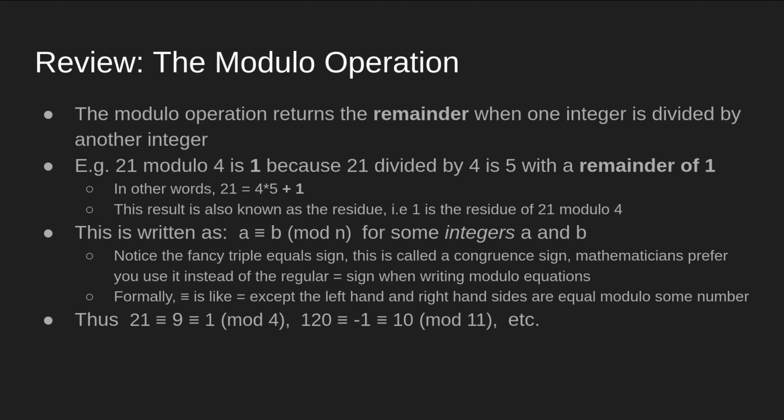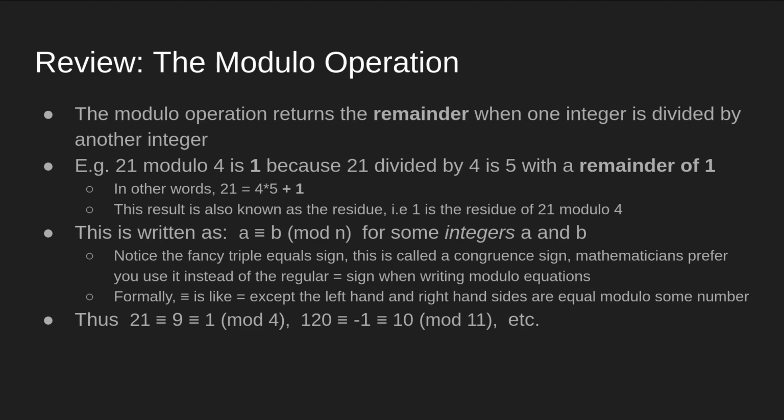And then this remainder, this result, is also known as the residue. So another way you could say it is 1 is the residue of 21 modulo 4. Mathematically, this is written as A is congruent to B modulo n for some integers A and B. You can notice the fancy congruence triple equal sign, and this sign is called the congruent sign. Mathematicians prefer that you use the congruent sign instead of the regular equal sign when writing modulo equations.